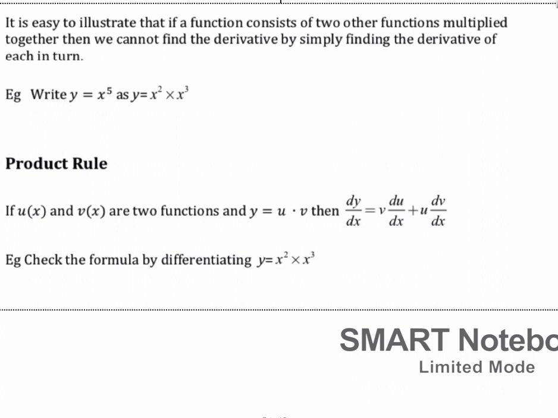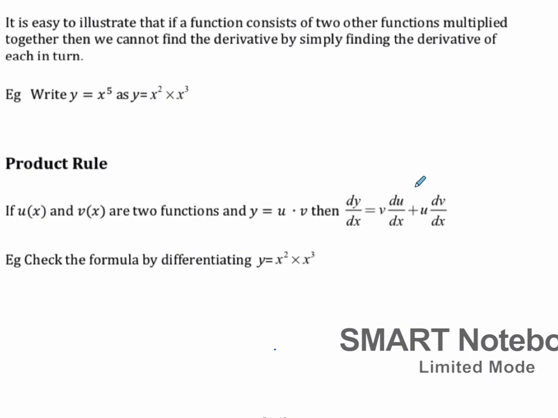Okay, next we're going to be looking at the product rule, and this is how it looks in your formula booklet. First, let's get the derivative of x to the power of 5 without the product rule. So that derivative, dy/dx, would be 5x to the power of 4, right? Using the power rule.